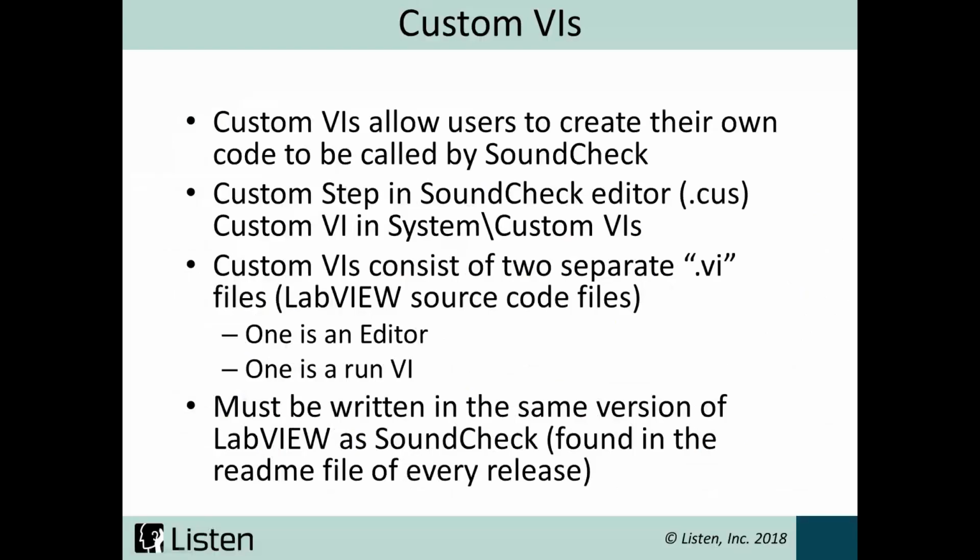A custom VI could be used to talk to an instrument and read a serial number for it and store that serial number in SoundCheck, to talk to an external device such as a turntable, or to make a measurement completely outside of SoundCheck and bring that result back into the memory list.